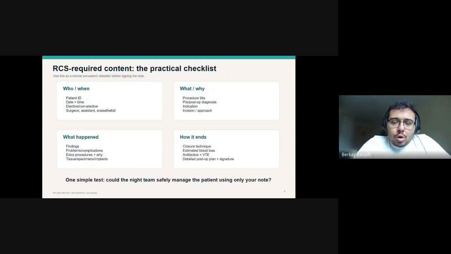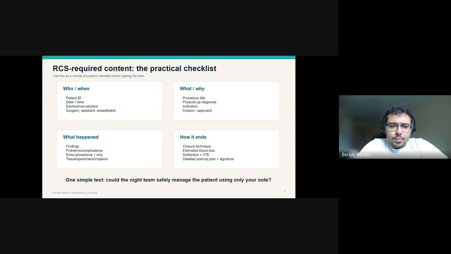What the Royal College of Surgeons requires is: patient ID, date, time, elective or non-elective, the surgeon, assistant, and anesthetist who were in the surgery, the procedure title, pre- and post-op diagnosis, indication, incisions, and approach. What happens, the findings, extra procedures, tissue specimens, the problems and complications, and how it ends. The closure technique, estimated blood loss, antibiotic prophylaxis, any VTE prophylaxis, and your detailed post-op plan, as well as your signature and your title.